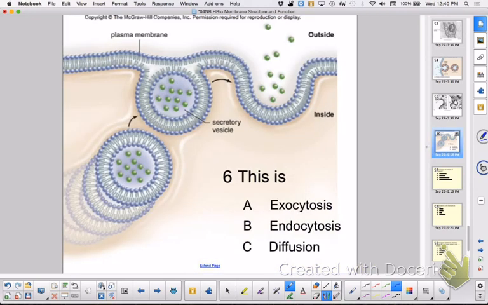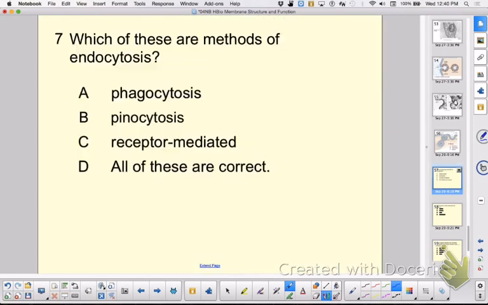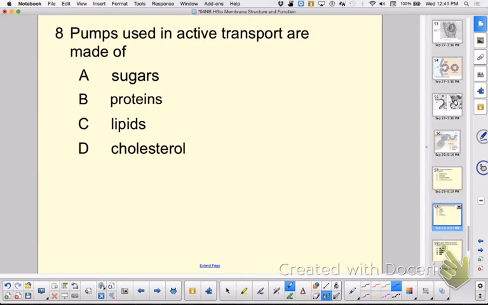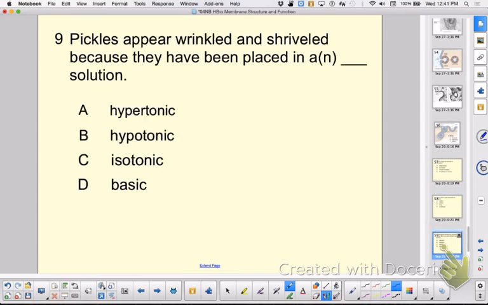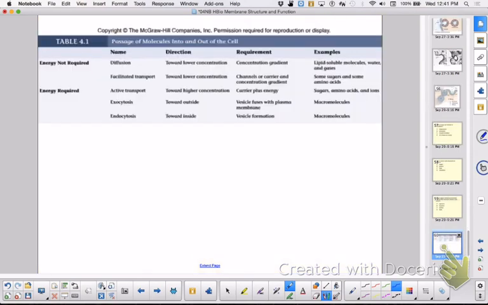This is what? Exo or endocytosis or diffusion? Exocytosis, because it's what? Exuding. Okay? Which of these are methods of endocytosis? All of them. Pumps used in active transport are made of proteins. Pickles appear wrinkled and shriveled because they have been placed in a what? Hypertonic. Water must flow out of them so they shrivel down, right? And then I think that is the end.